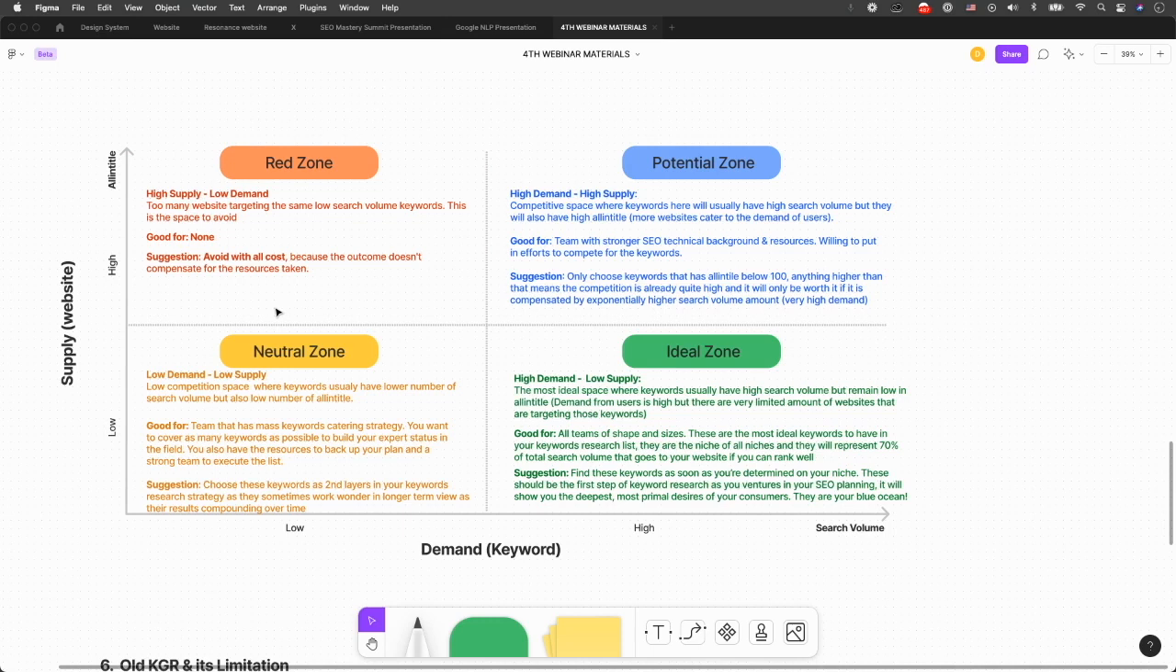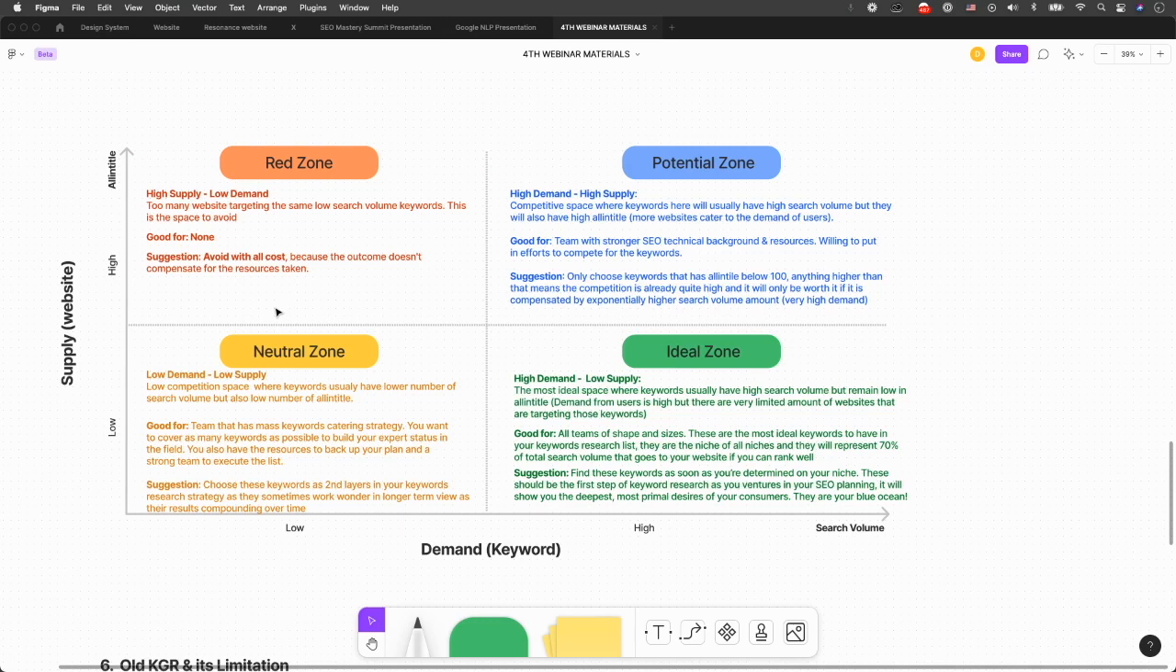These are the keywords that you should try to avoid at all costs, because for one, they are very high in competition. You have to compete with so many websites, but they don't really give you much search volume. Maybe you will have to do this.